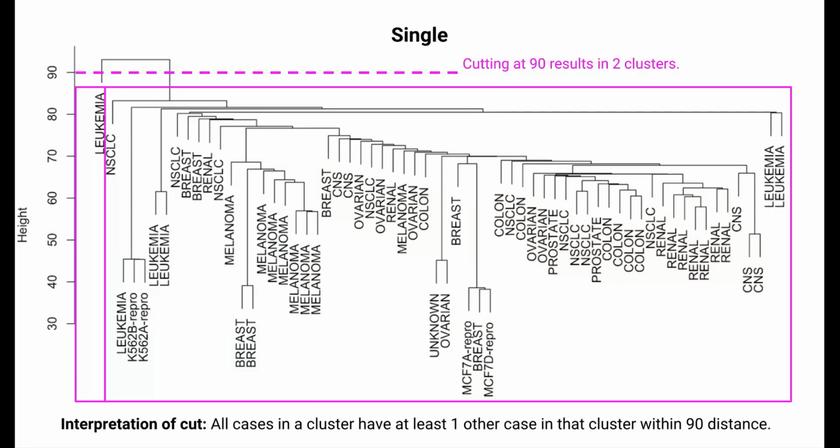And for a dendrogram built from single linkage, we could cut the tree at a height of 90. This also results in two clusters. And we can interpret this cut as saying all cases in a cluster have at least one case within 90 distance of it.